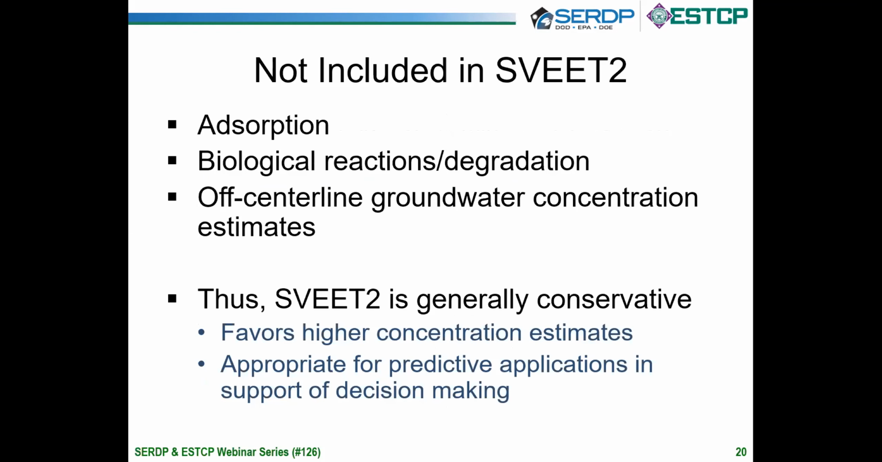A few things are not included in SVE 2. That would include adsorption and biological degradation. And again, for the monitoring wells in the groundwater, we're looking at the plume centerline concentrations. We don't look at off centerline concentrations. So taking all those assumptions together, SVE 2 is generally conservative in that it favors higher concentration estimates. The intent is to not underpredict the estimate and promote closure when that wouldn't be appropriate. So generally conservative, and so it's useful in that decision-making process.